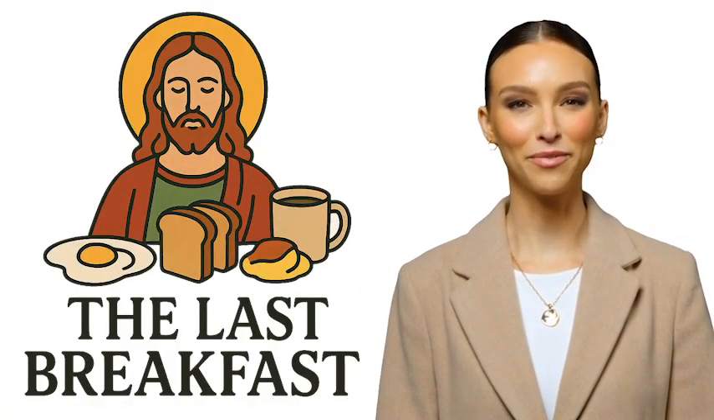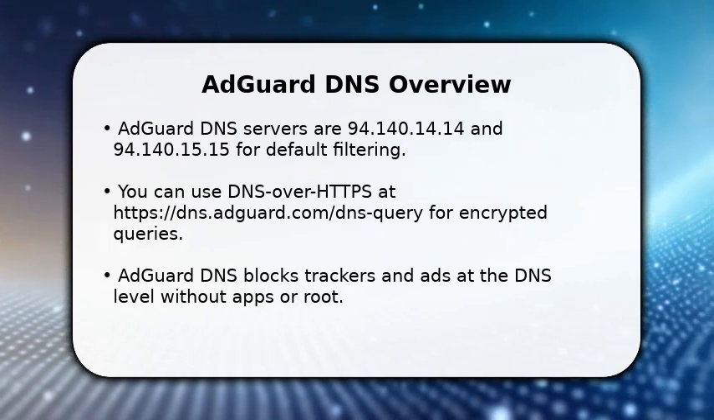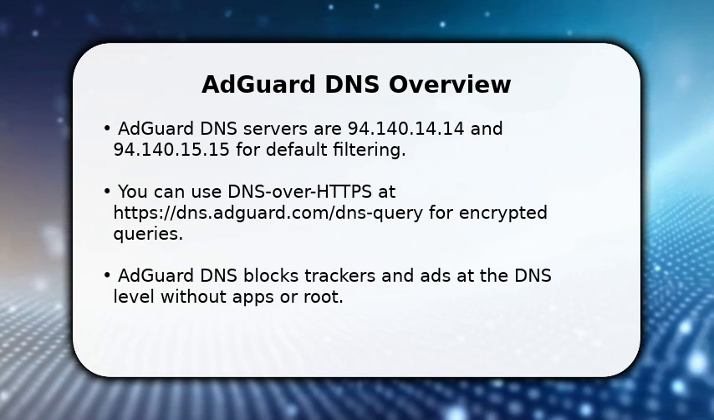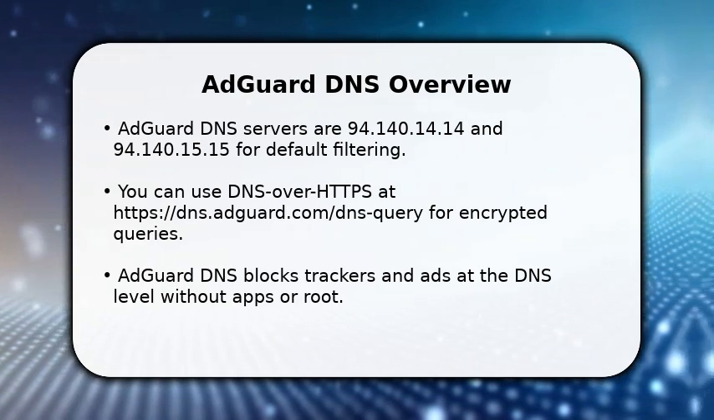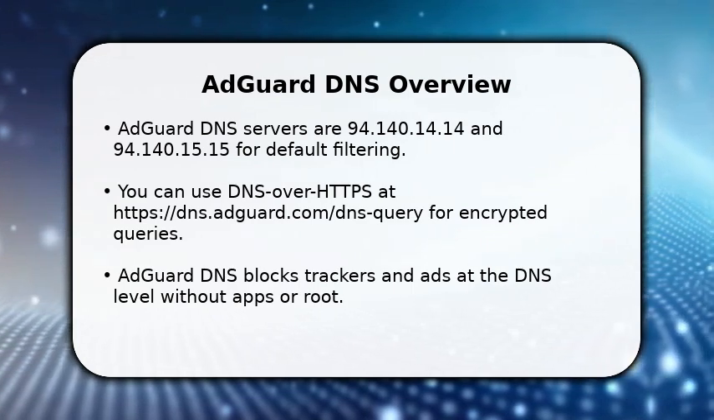Please enjoy the video. AdGuard DNS provides network-level ad and tracker blocking for your Android device. Use the IP addresses 94.140.14.14 and 94.140.15.15 for standard DNS queries.